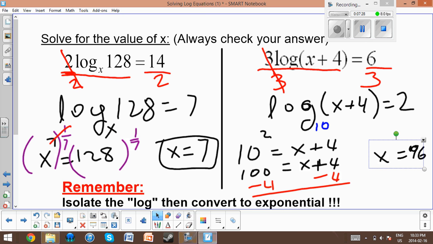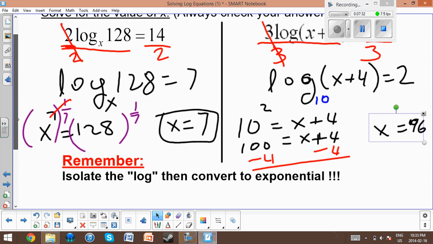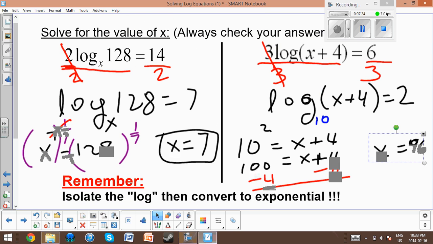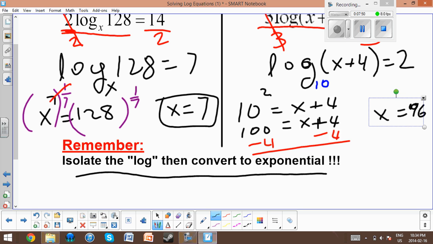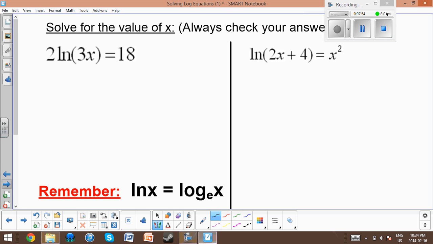That concludes our preliminary problems, our do now. Very important to remember that when we're dealing with log equations, as simple or as hard as they might be, the most important thing is to be able to isolate the log, then convert into an exponential, and then solve a simple log equation. Here are 2 more examples that require us to do the same thing.